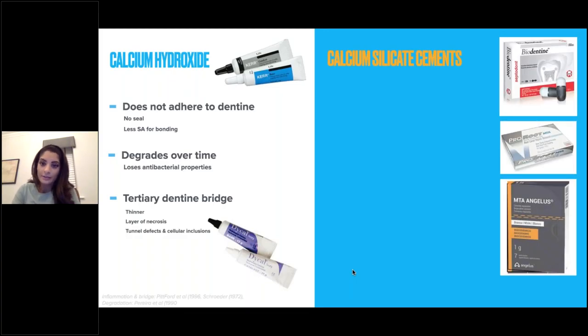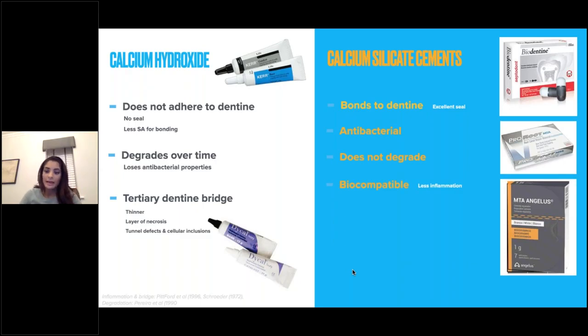The newer products that were launched were calcium silicate cements, so something like Biodentine or MTA. And the benefits of this are they bond to dentine so that the seal you get by your indirect or your direct pulp cap is excellent. It's very antibacterial, so again, very alkaline when it's placed. It doesn't degrade over time. It's also very biocompatible, which means we get much less inflammation when it's placed down.